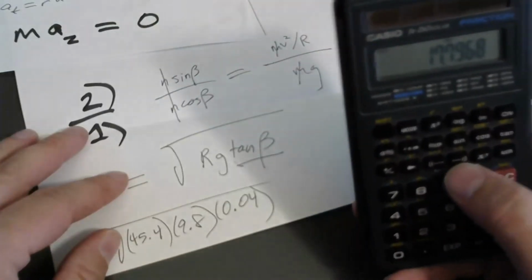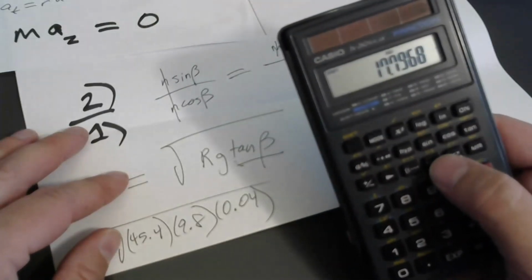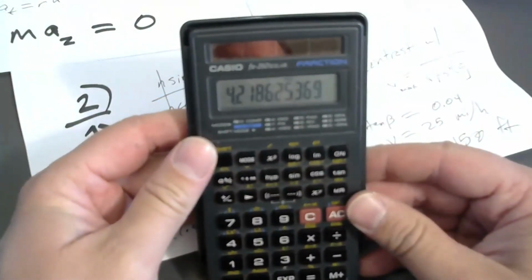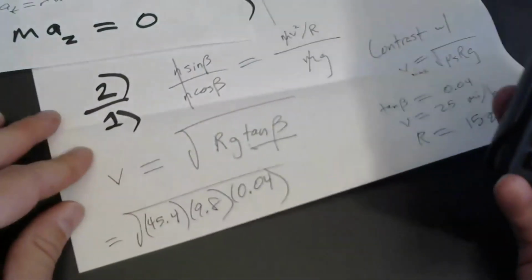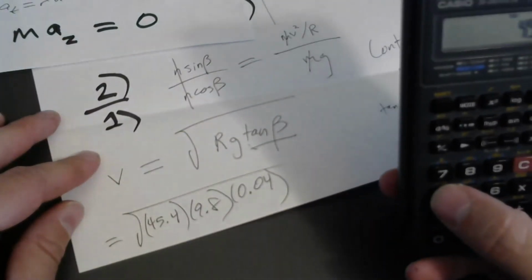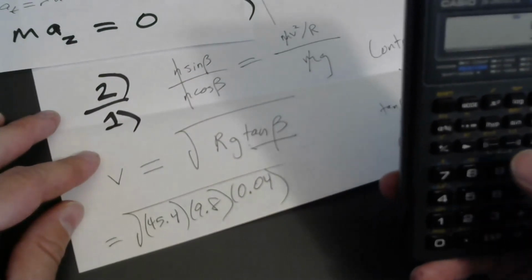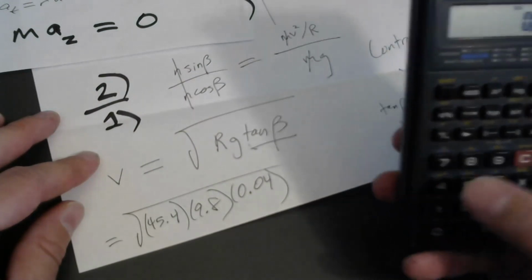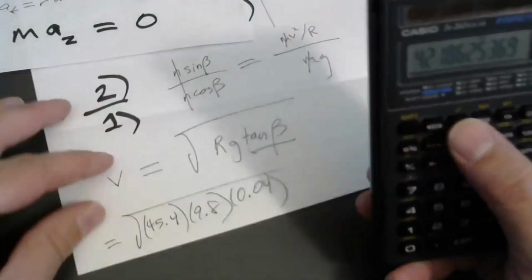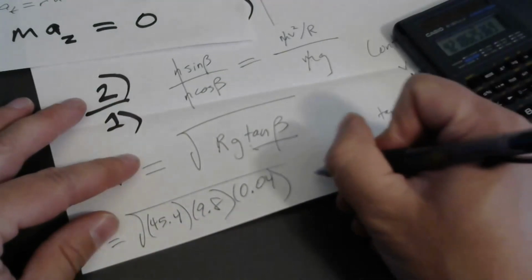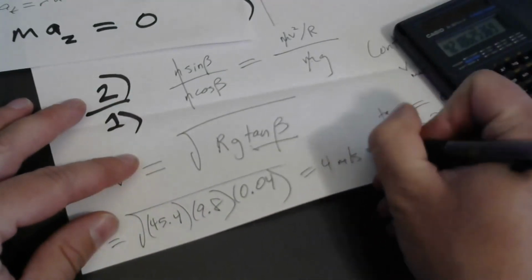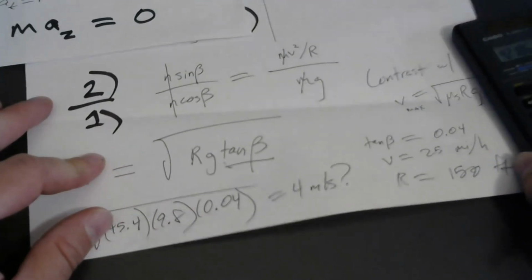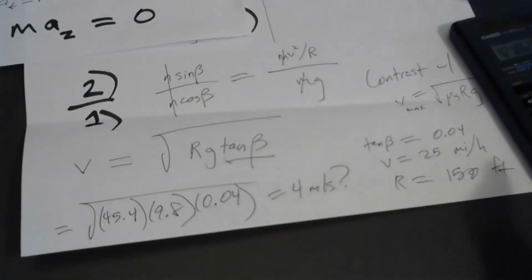All right. The one speed at which you can drive around this banked roadway, hang on a second, that can't be right, 4? What? Let's try this again. 45.4 times 9.8 times the tangent of beta, which is 0.04. Take the square root. Okay. 4 meters per second? Nah. That's like 10 miles an hour. I'm going to pause and see if I made a mistake here.